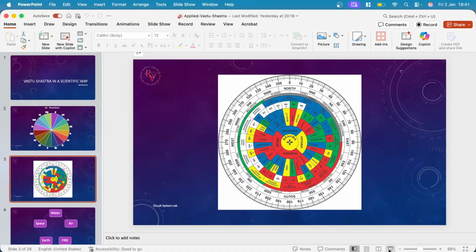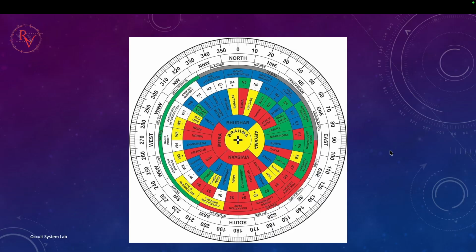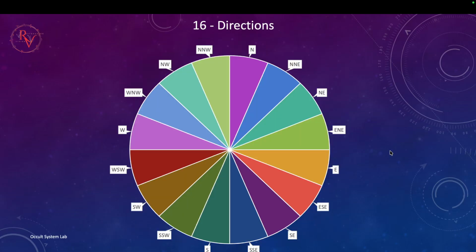So in this video, we'll deep dive into the various directions that we use in Vastu. So that will give you a concrete idea of how to see the energies in various directions. So I'll just share my screen. I hope my screen is visible.